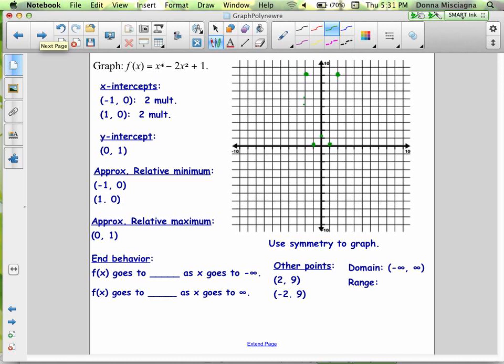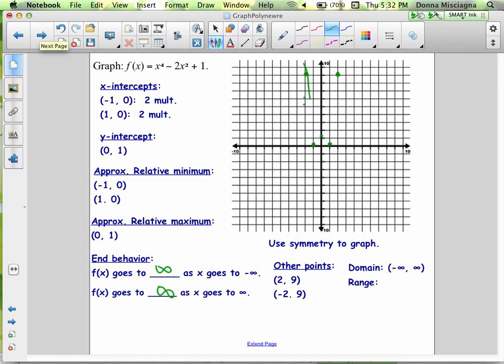So remember, this is even degree. Both ends go up in the air. So f of x goes to infinity as x goes to -infinity. And it's going to go to infinity as x goes to positive infinity. So I need to start my graph high, as we can see by our points here.